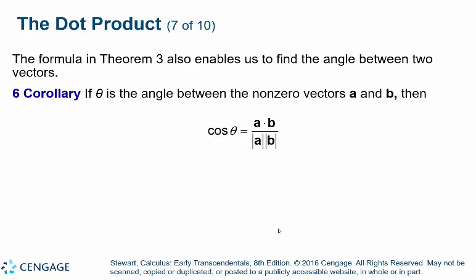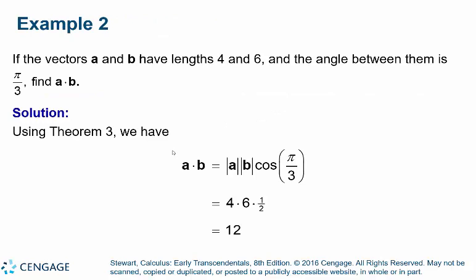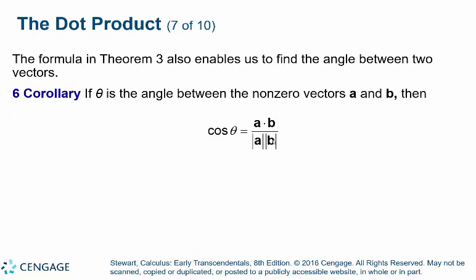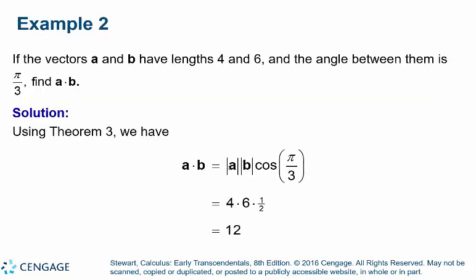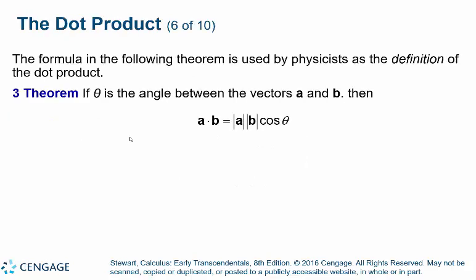All right, the formula in theorem 3 also enables us to find the angle between two vectors. So here's a corollary. If theta is the angle between the non-zero vectors A and B, then cosine of theta would be equal to A dot product of B divided by the length of A times the length of B. So you can see here, to find cosine of theta in this, we're just dividing this A and B part over here.